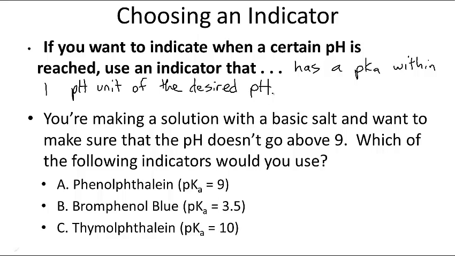Now, we are kind of ingenious in that we've been able to come up with certain combinations of indicators that we can put together and make solutions that will indicate a broader range of pH. Those are called universal indicators. A universal indicator is not a single compound that changes color multiple times. It's a mixture of compounds that changes color multiple times depending on the pH. So you can get a solution that will indicate a broader range, but sometimes you want to choose just a specific indicator.